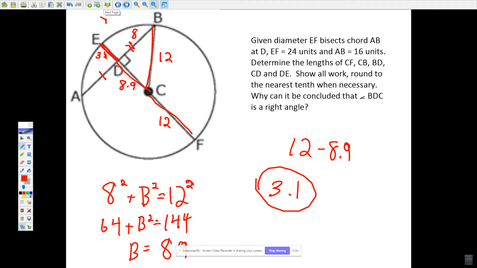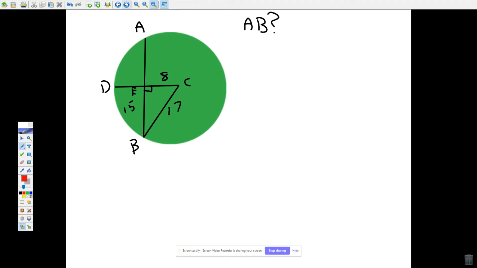The next one is our final question. We are asked for the length of AB. We're given this is 8, 17, and that EB is 15. Please begin. This is a pretty quick one. Here's your answer.